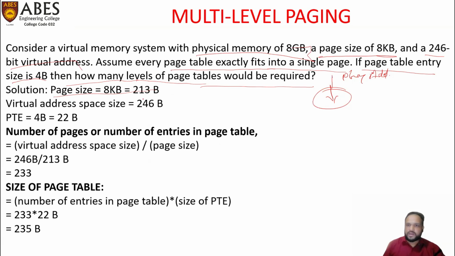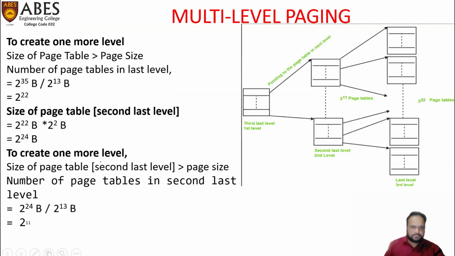So, as of now, the page size is 8 KB, that is given. In bytes, it is 2^13 bytes. The virtual address space size is 2^46 bytes, which is given too. The page table entry size is also given, 4 bytes, that is 2^2 bytes. Now, the number of entries in a page table is calculated as the logical address space size, or virtual address space, divided by the page size. So we have 2^46 bytes divided by 2^13 bytes page size. So finally, we have that much.